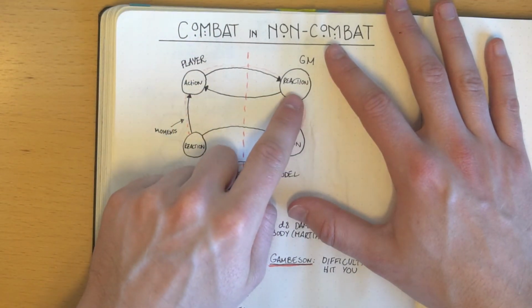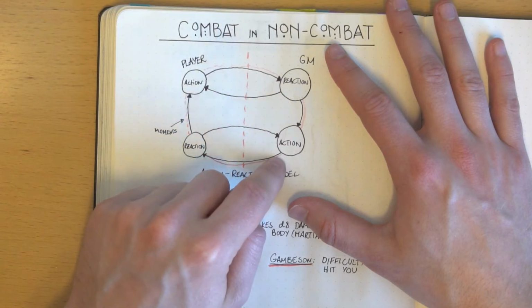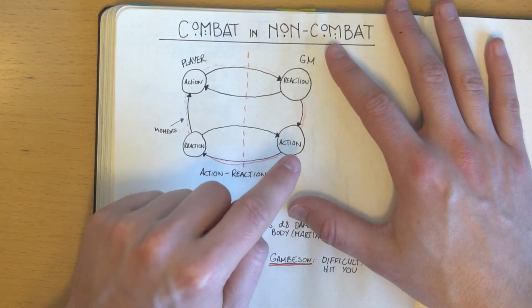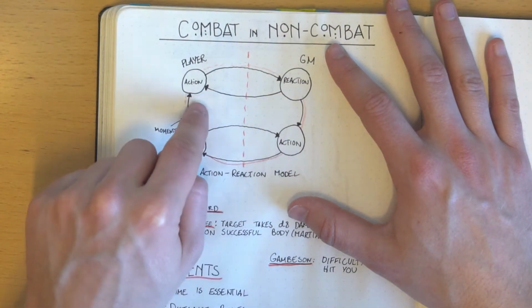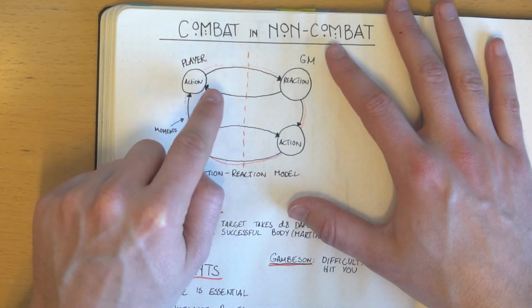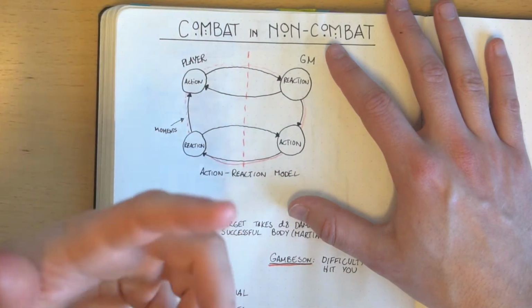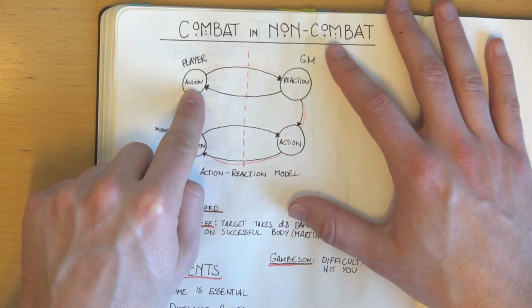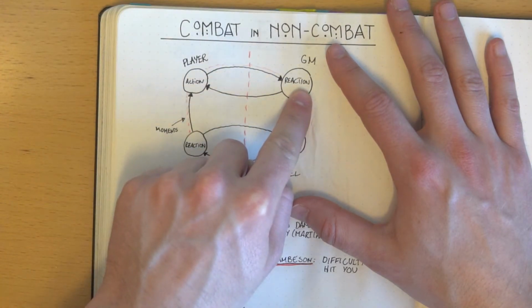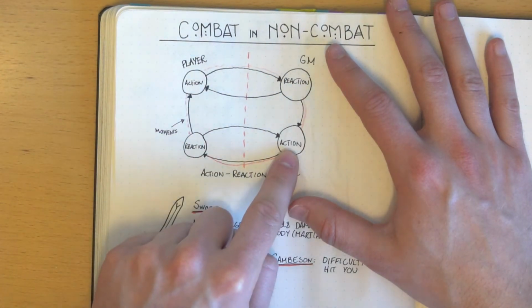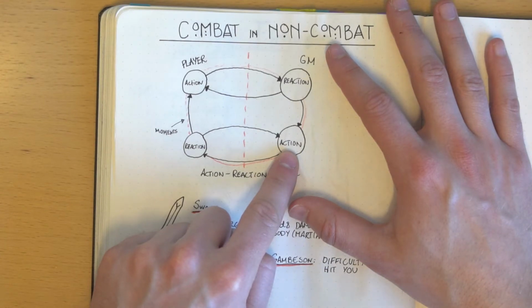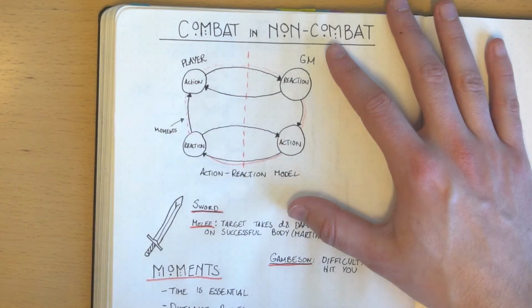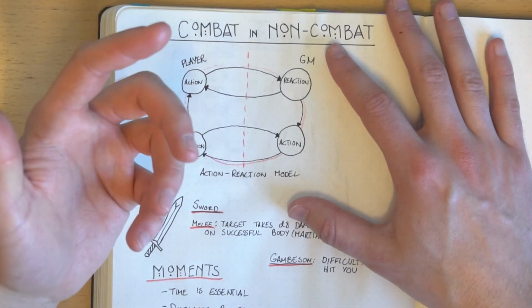Now, the GM can also take the initiative and start acting, where they say, for instance, okay, there's a door in front of you, what do you want to do? The player says, I want to kick down the door. The door is open. Now 100 goblins are pouring out from the doorway, right? That is an action. Stuff is happening in front of you.